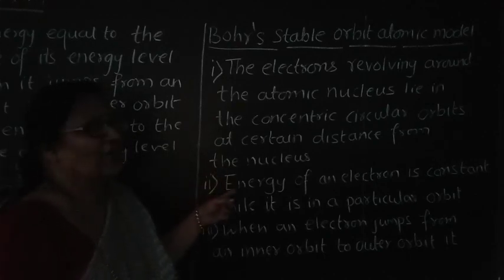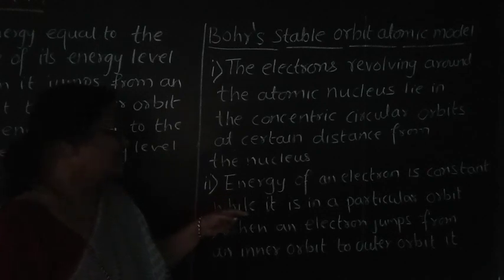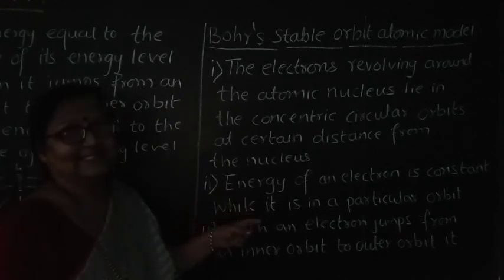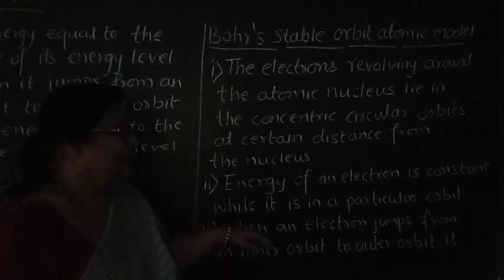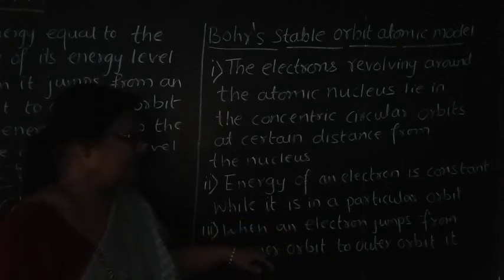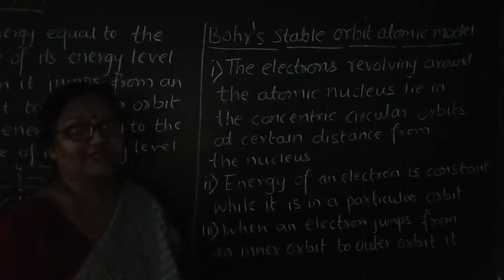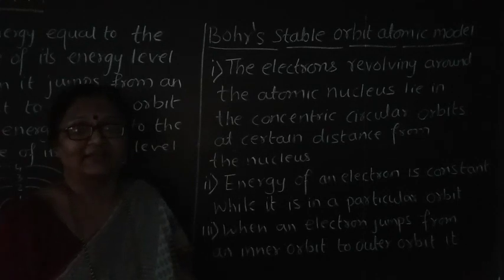The energy of an electron is always constant while it is in a particular orbit, as told by Bohr. Also he told that when an electron jumps from an inner orbit to an outer orbit, it absorbs the energy.